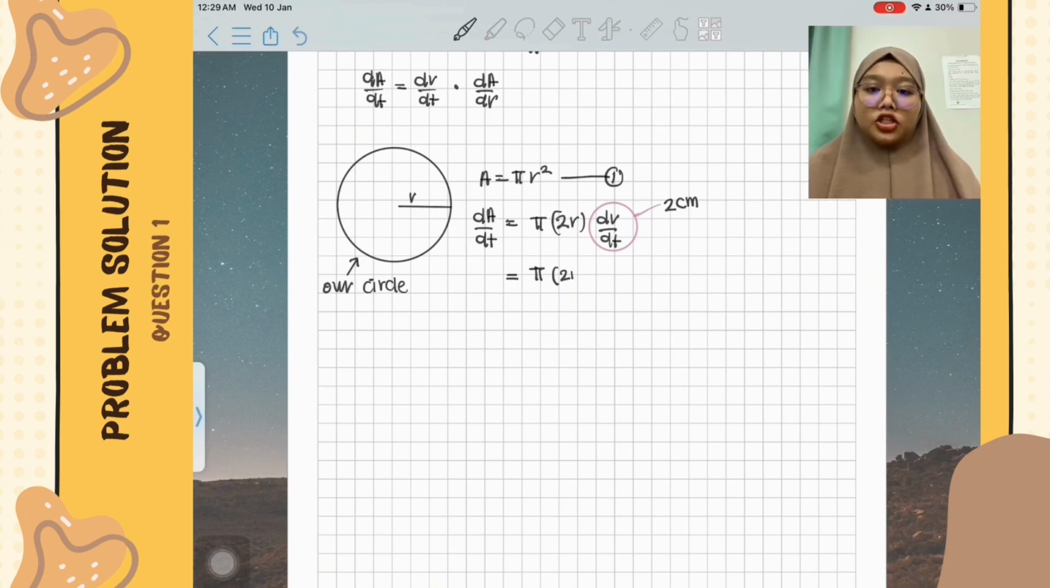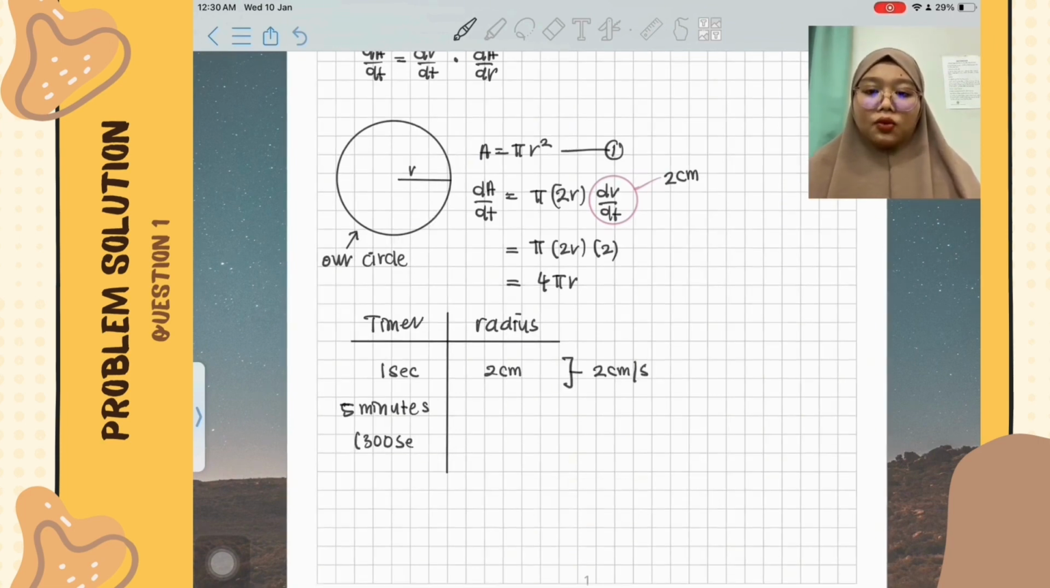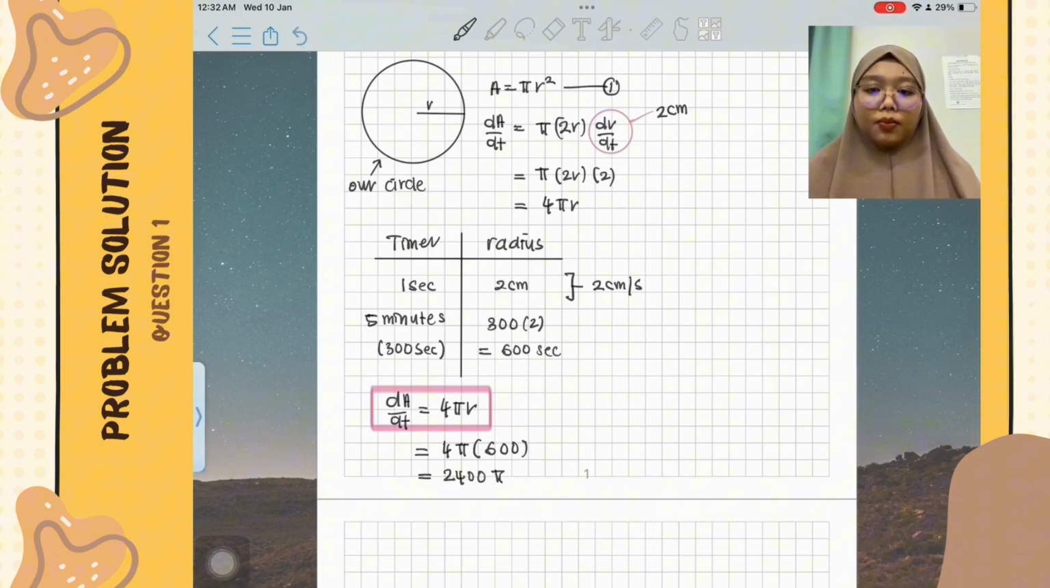And we can change our dr/dt, and the last answer we get is 4 pi r. Clearly, we can say that 1 second is 2 cm. So 5 minutes is equal to 300 seconds, which we multiply by 2 cm, and we get 600 cm for 5 minutes. So dA/dt is equal to 4 pi r, equal to 4 pi times 600, and our last answer is 2400 pi.